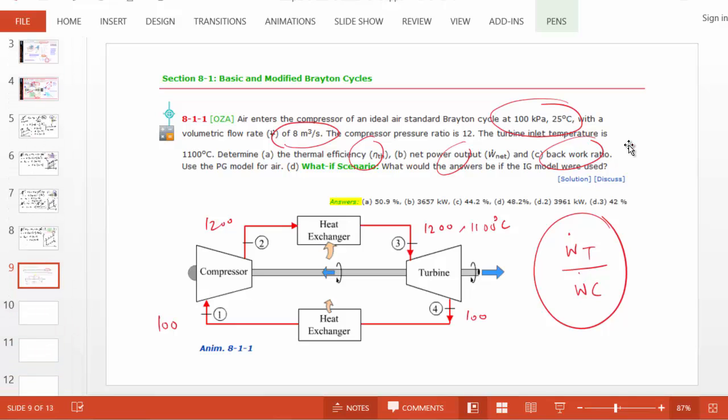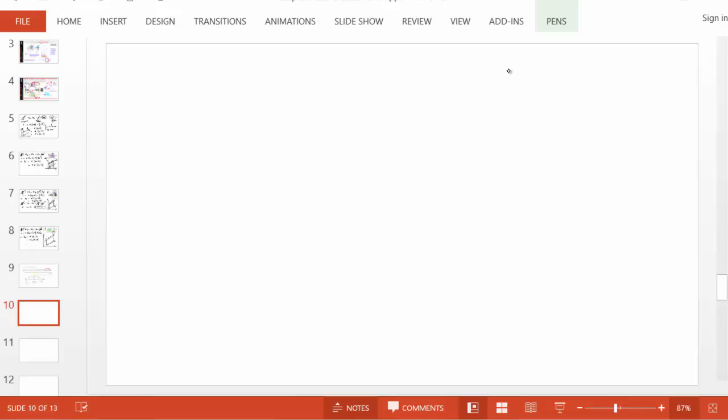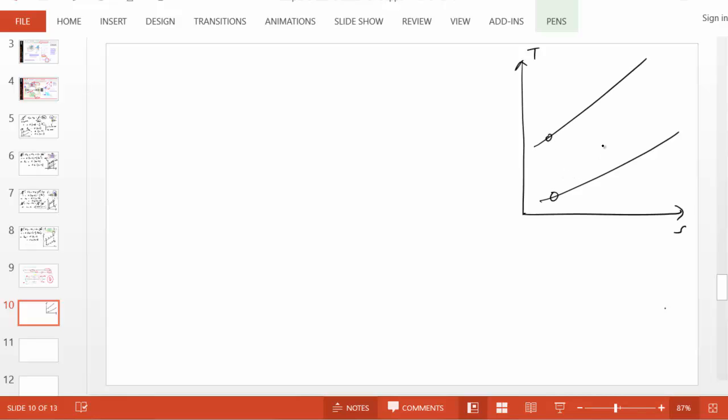Okay, so let's get started. The first step, as usual, will be to draw a TS diagram of the ideal Brayton cycle, which we have done a number of times already. Okay, so let's start with the compressor analysis. For that, we need to know states 1, 2, 3, 4. State 1 and 2.